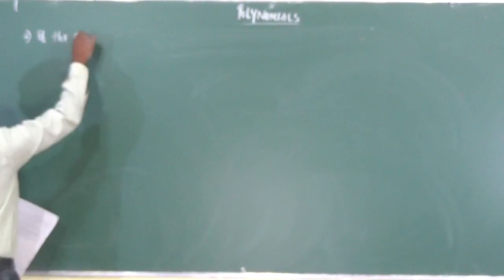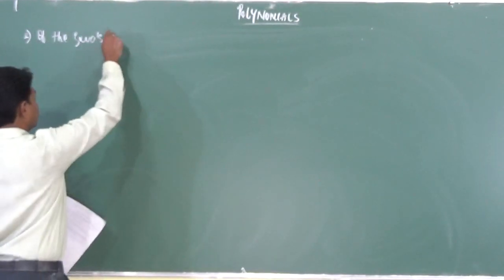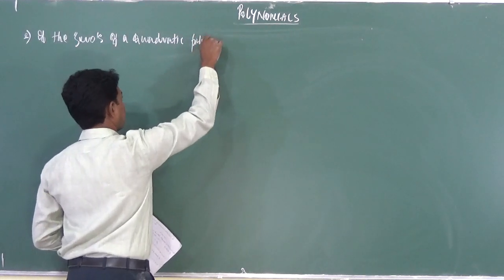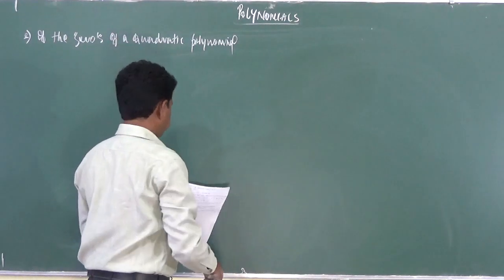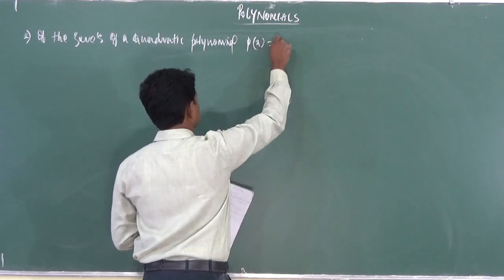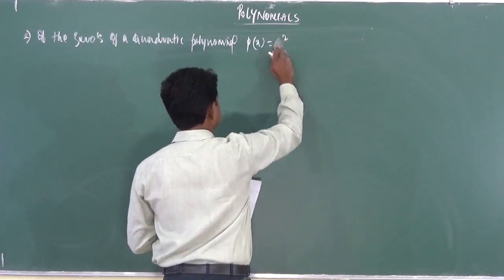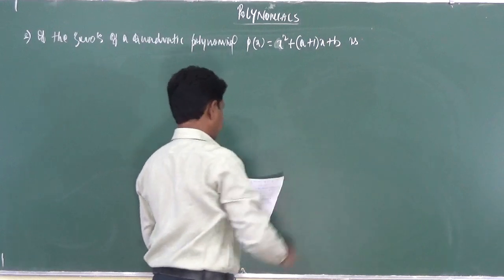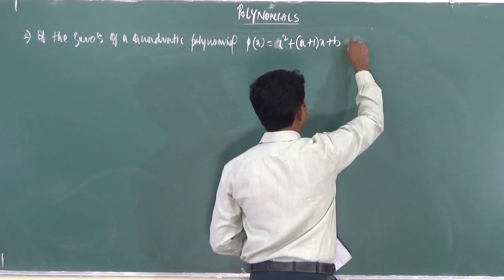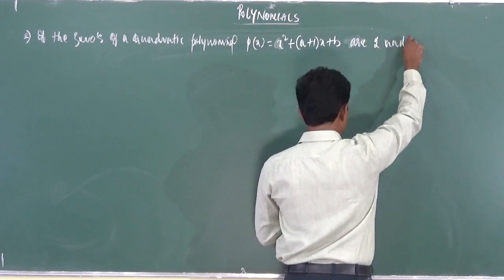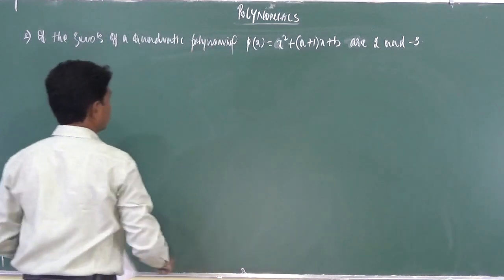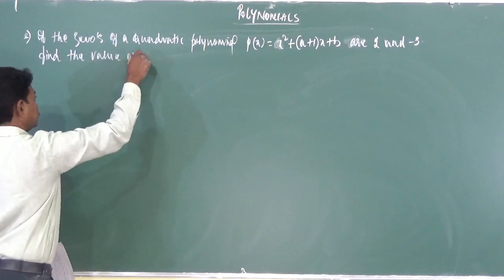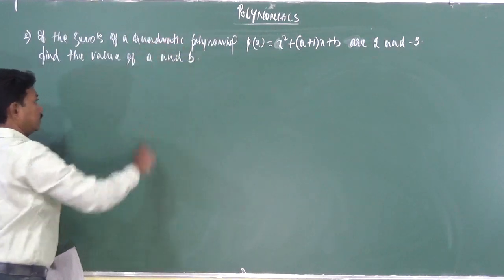If the zeros of a quadratic polynomial p of x is equal to x square plus a plus 1 into x plus b are 2 and minus 3, find the value of a and b.